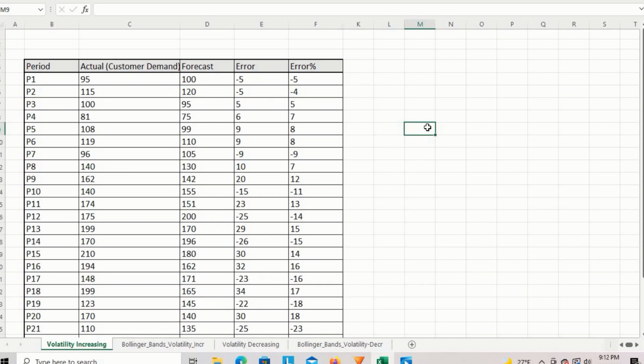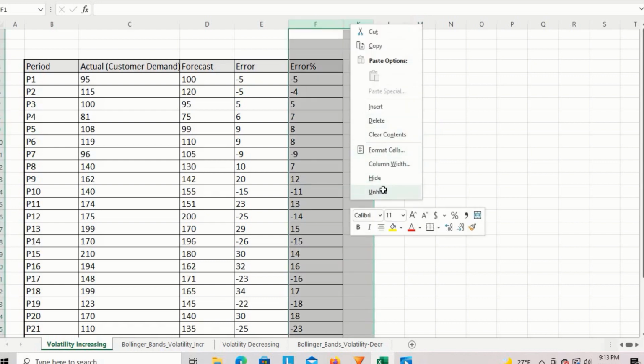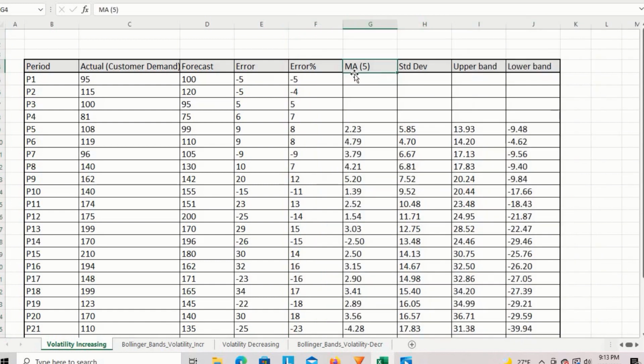As I told you in the beginning, Bollinger Bands is a very good method that can be used to capture, measure or visualize the forecast error variability or volatility. In order to calculate Bollinger Bands, you need two things. One is the moving average and the second is the standard deviation. So I did the calculation for Bollinger Bands. Let me unhide it. Okay, so first you calculate the moving average.